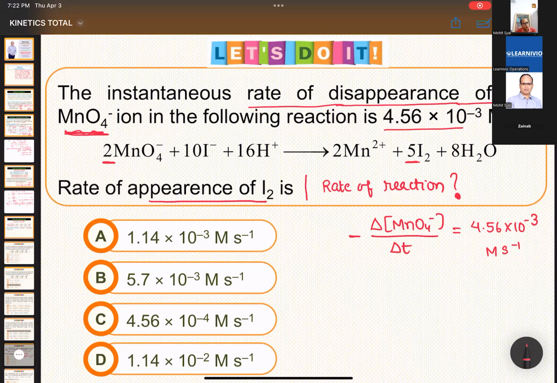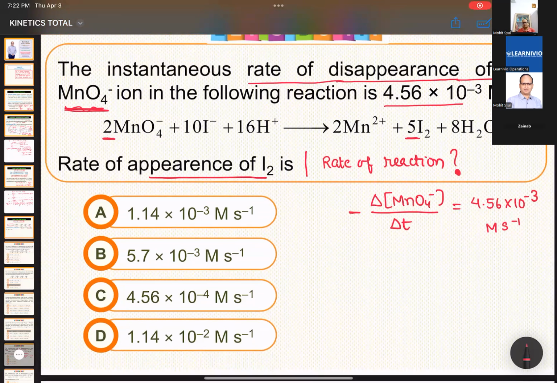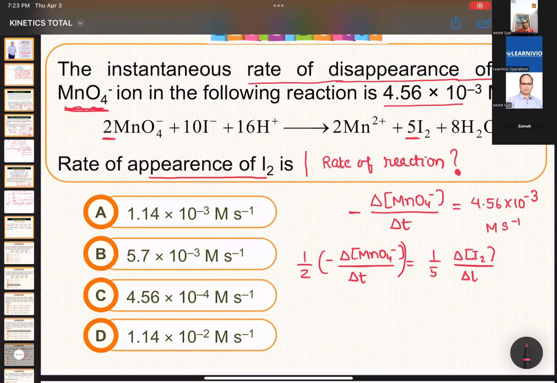Yes. So how can I make them the same? You have to divide it. Yeah, divided. So 1 by 2. This you understood? Yes.